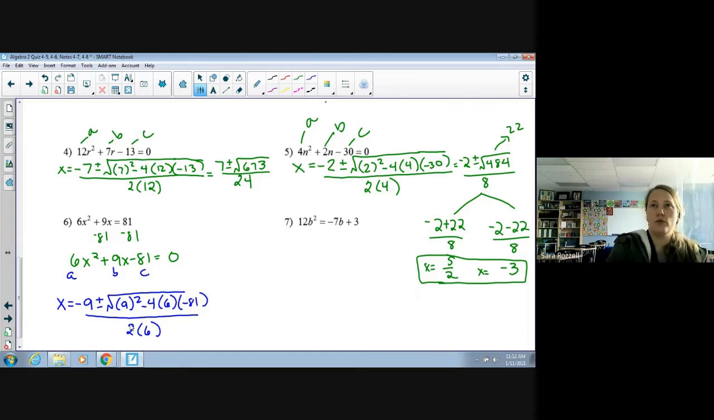Any questions at this point, how we got here on this problem? Everybody okay? Just to this point? Okay. Now we calculate what's inside the square root. Don't use the square root sign or anything. Just plug those numbers in. 9 squared minus 4 times 6 times negative 81. And I got 2025.